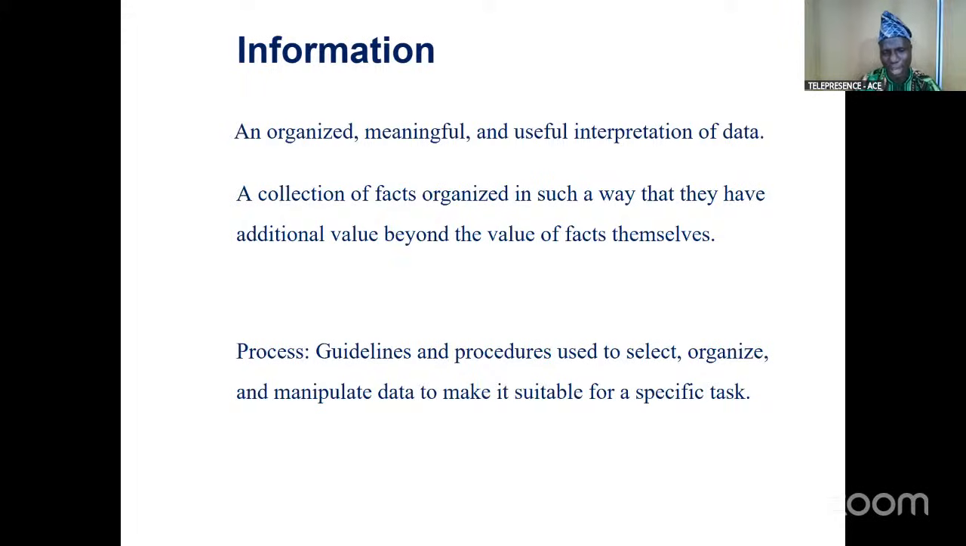If I just type F, it may not make any meaning. But if I said 10% of the students in this class scored F, that means I have added meaning to the F, which means failure. So a collection of facts organized in such a way that they have added value, that's what we refer to as information. The process of converting data into information, the guideline, the procedure used to select or organize or manipulate data to make it suitable for specific tasks is the one we refer to as the process.